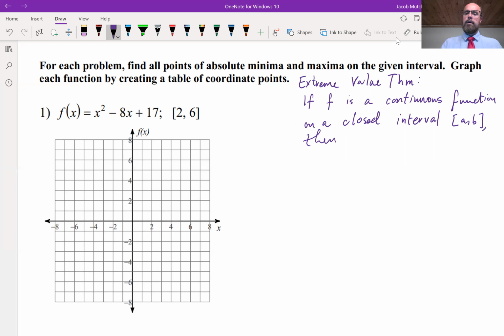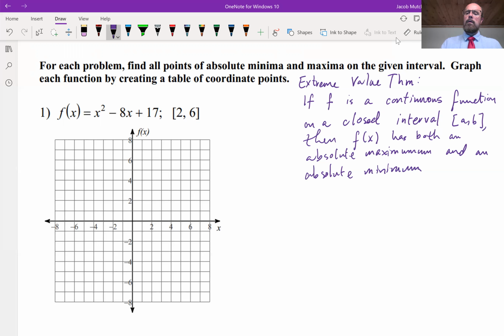Then f of x has both an absolute maximum and an absolute minimum. And that is the justification behind this task. So definitely a quadratic function is going to be continuous. In fact, its whole domain from negative infinity to positive infinity is continuous.